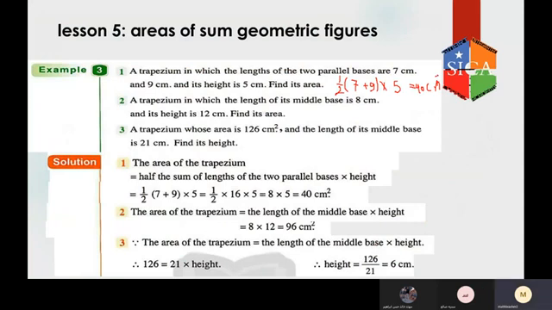And now the second question. A trapezium in which the length of the middle base is 8 and the height is 12. Then the area: which formula can we use to find the area? The area equals the middle base times the height.